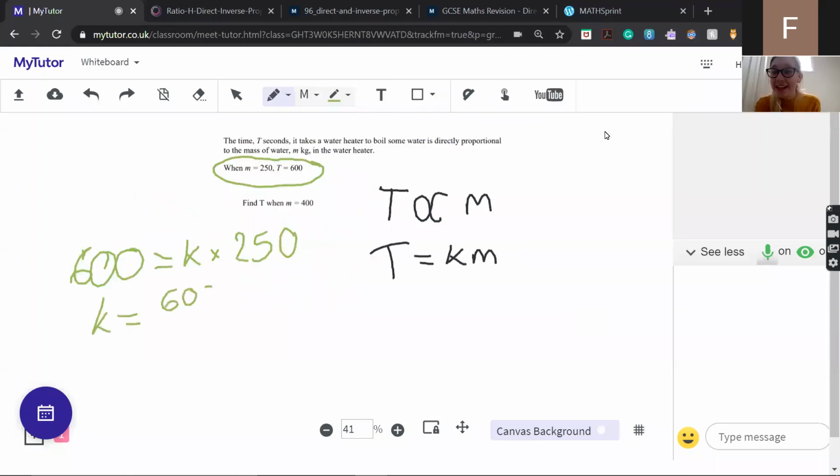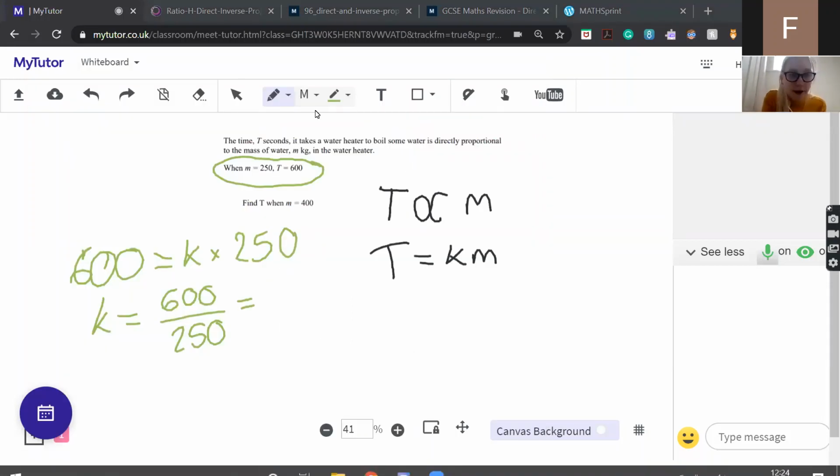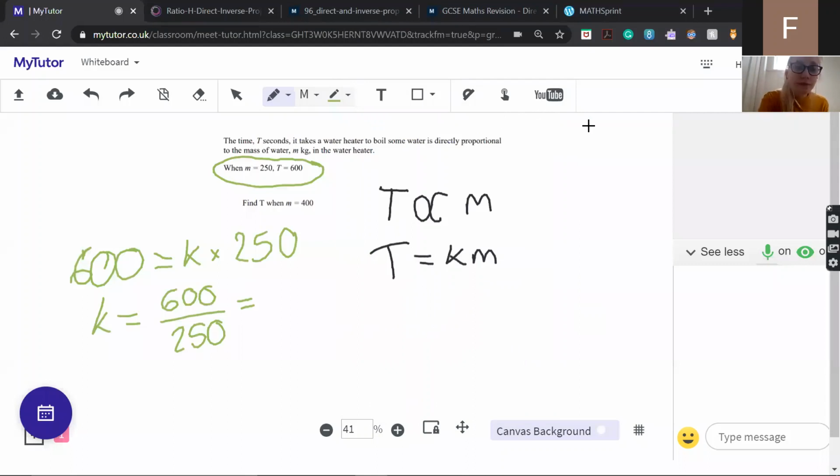We want to know K by doing 600 divided by 250. And that will give you, I think it worked quite well last time, bringing up the calculator on here so that you can see what I'm doing. 600 divided by 250, 2.4. And now we can ignore that. That bit in green was just to help us find K. Because now we can write out this, but with our value of K. So T equals 2.4 M.